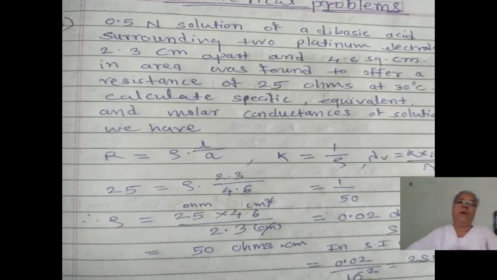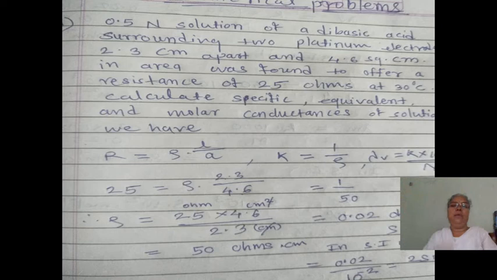Here the problem given is: 0.5 normal solution of a dibasic acid surrounding two platinum electrodes apart by 2.3 centimeter, and the area of cross section is 4.6 square centimeter, and the resistance offered is equal to 25 ohms at 30 degree centigrade. Calculate specific, equivalent and molar conductivities of the solution.